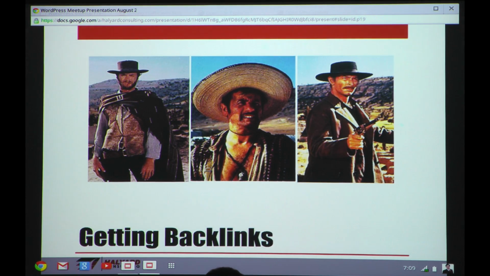So how do we get backlinks? We're going to talk about the good, the bad, and the ugly. And for the sake of time, I'm actually going to ignore the bad, because the bad would be black hat stuff.